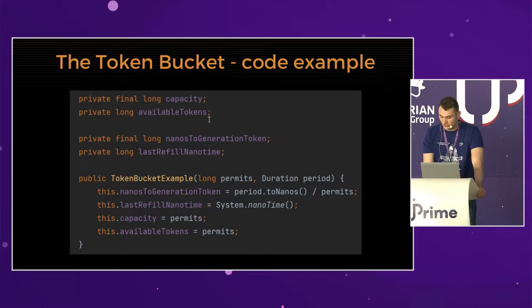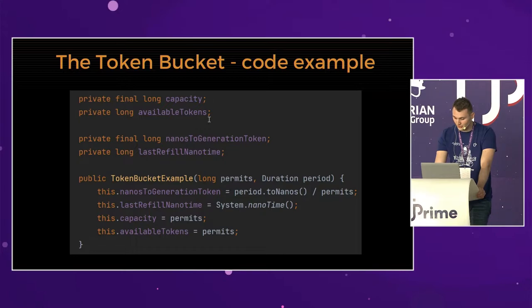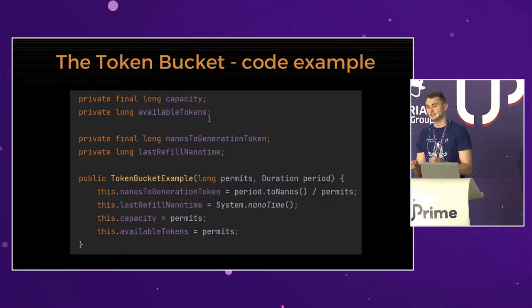And at the initialization stage, we have a constructor. And in order to set these values, we need only two parameters, permits and duration. So permits and duration, this is the main idea of rate limiting: how many permits we can execute per some duration. For example, not more often than 100 tokens per 1 hour.